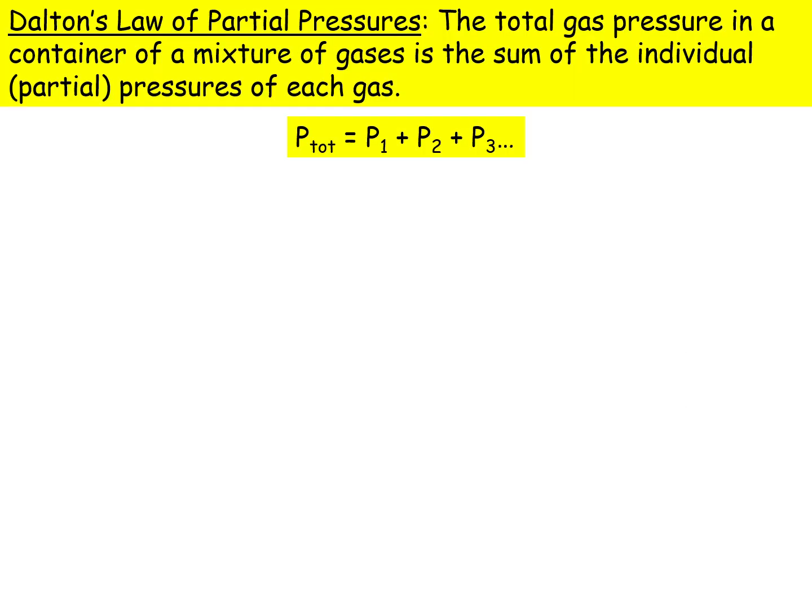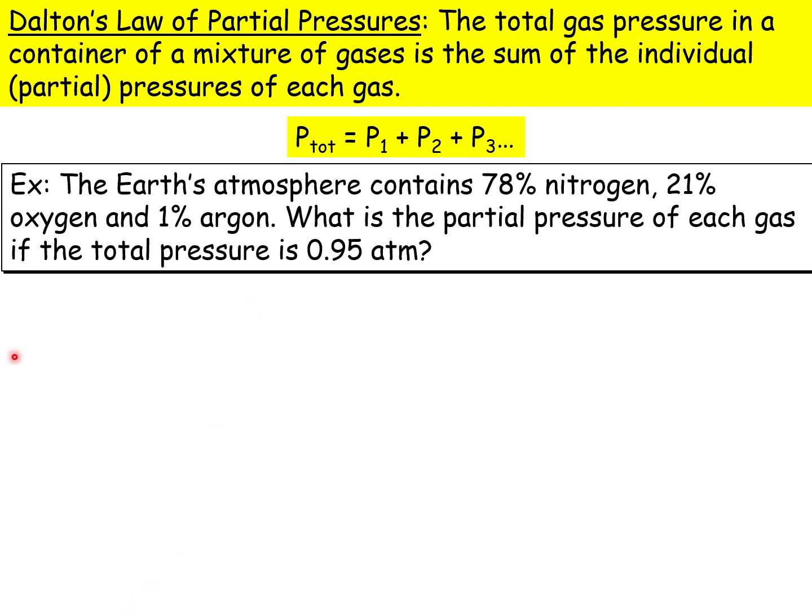All right, so the one that most people like the best is Dalton's law of partial pressures. It just says that if you have a mixture of gases, the total pressure is equal to the sum of the individual pressures. So for example, if you had 3 gases, the total pressure, and my abbreviation for total is TOT, is equal to the pressure from gas 1 plus pressure from gas 2 plus the pressure from gas 3. So the example in this case was the Earth's atmosphere consists of a mixture of nitrogen, oxygen, and argon. What's the partial pressure of each gas if the total pressure is 0.95 atmospheres?